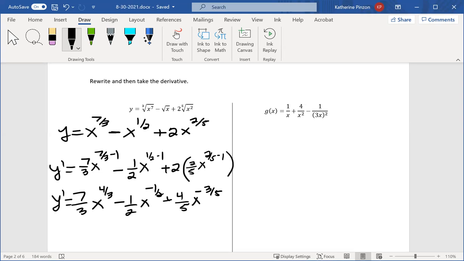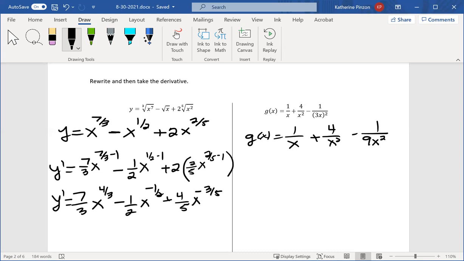I'm going to start by getting rid of that square. I'm going to say G of x is 1/x plus 4/x squared minus 1/, if I square 3x, what do I get? X squared. So close. 9, yeah. Yeah, 9x squared. Okay, so all I did was eliminate that square around that big clunky term.